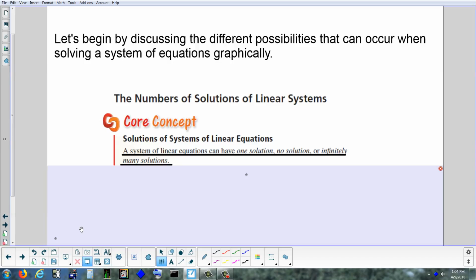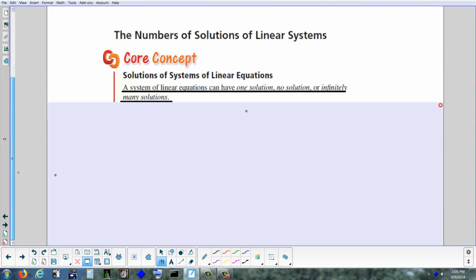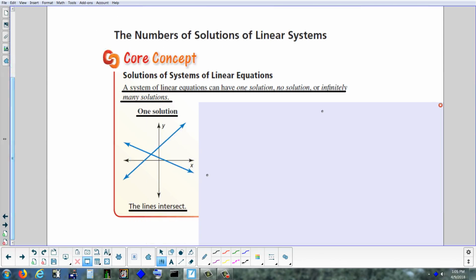Not infinitely many. That first graph on there, the first one, furthest to the left. It's going to have one, right? It can only be that one point. So for that first picture, you're only going to have one solution. On the top line, you want to write one solution. Then below the line, you want to write the lines intersect.